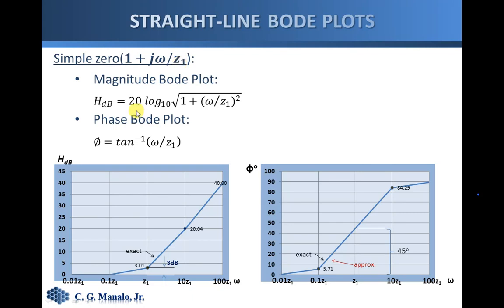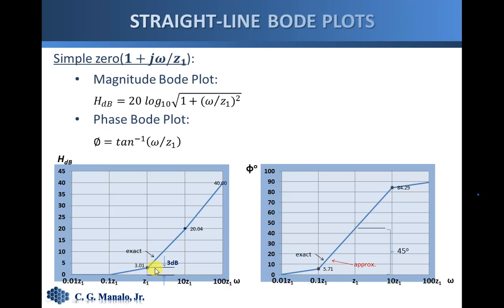So you convert this one into its polar form, so we'll get a magnitude that is like this, and the phase plot would be the inverse tangent of omega over z1. Okay. Now, how do we plot this? Now, the exact Bode plot for the magnitude of the simple zero would be like this.